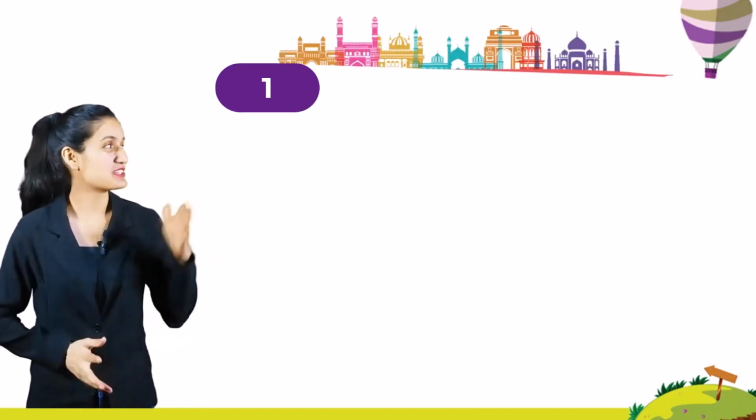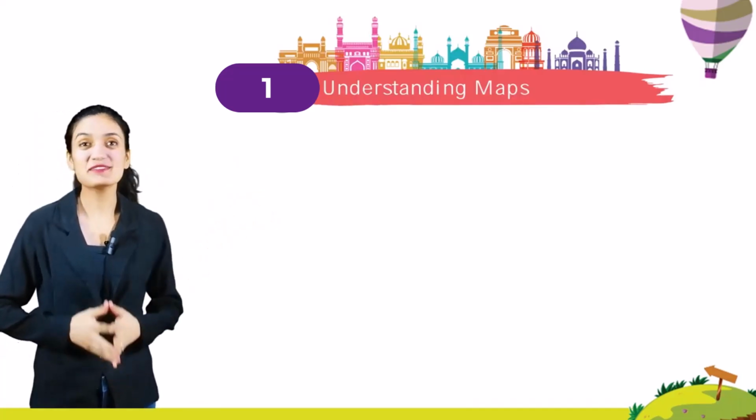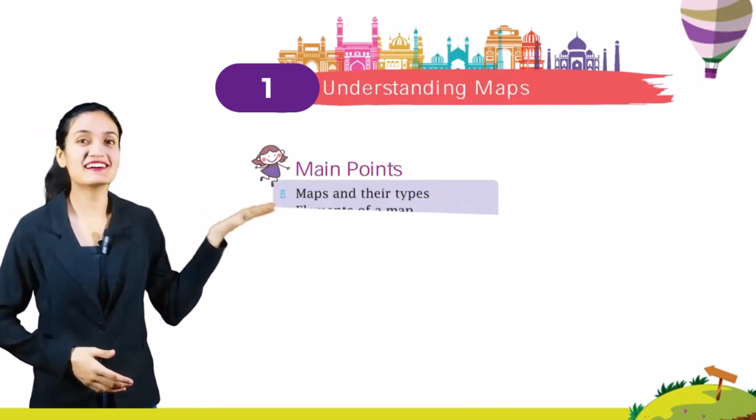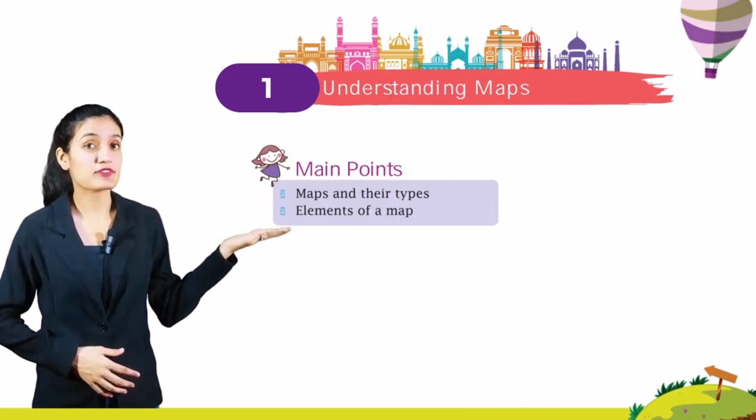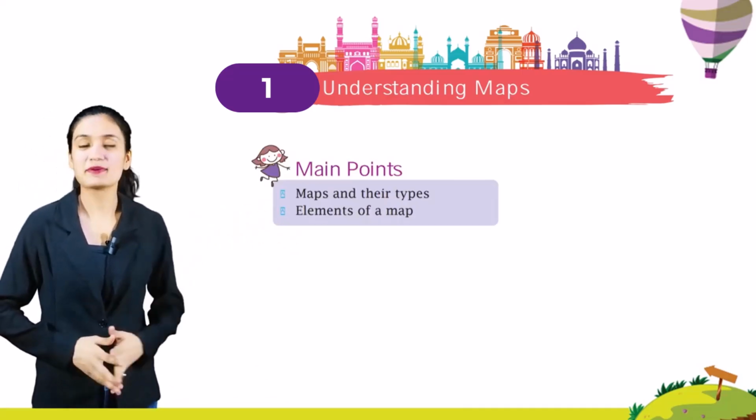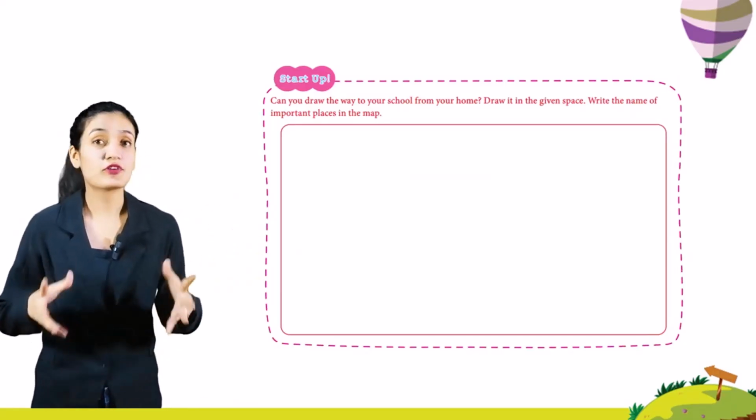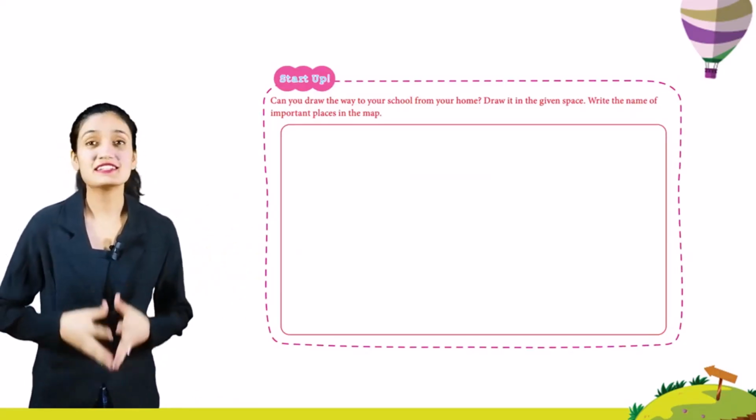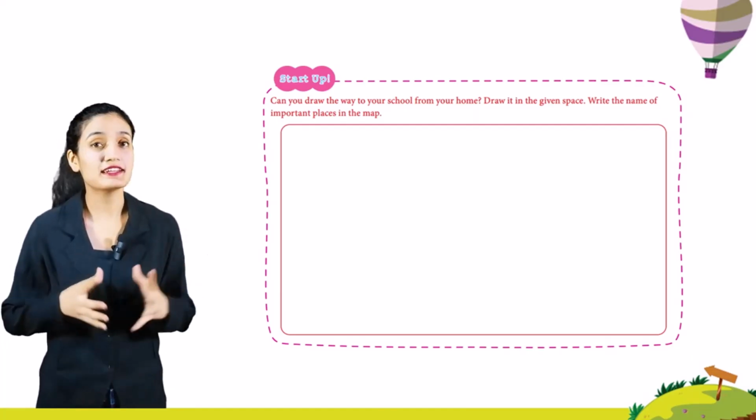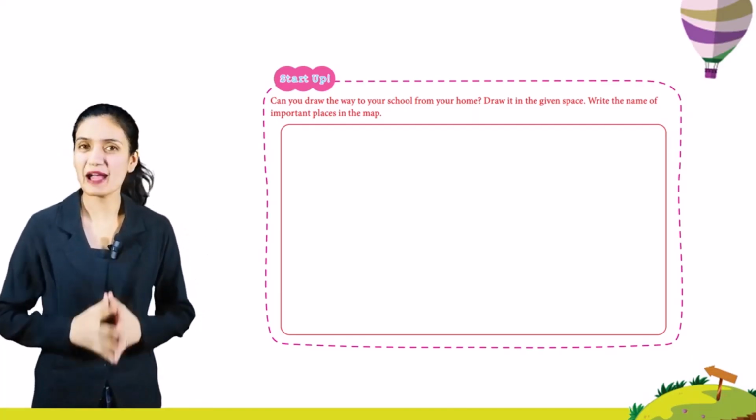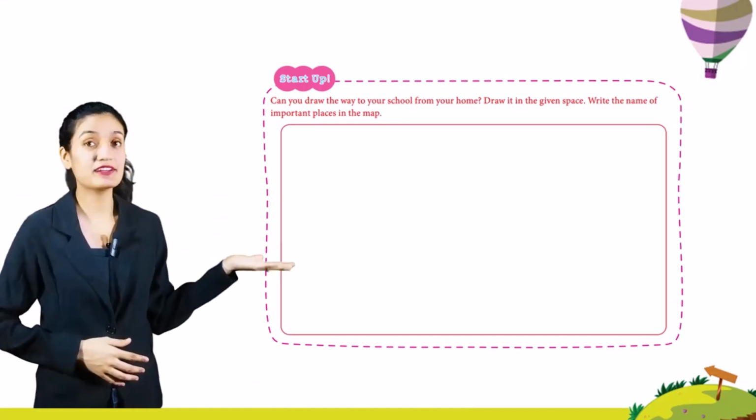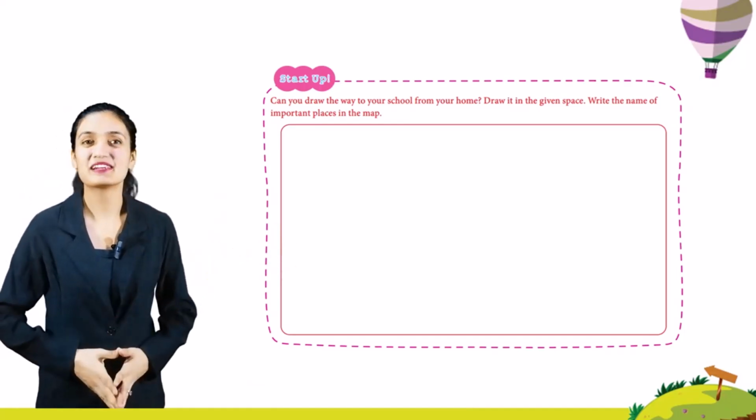Today we are going to start with the chapter Understanding Maps, and the main points are maps and their types, and elements of a map. So class, let's start. Can you draw the way to your school from your home? Draw it in the given space. Write the name of the important places in the map. Here is the place given and you have to draw a map.